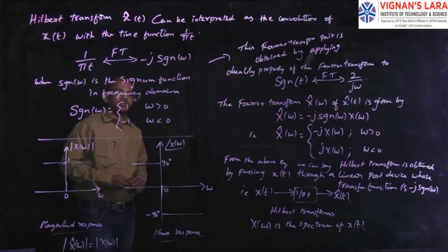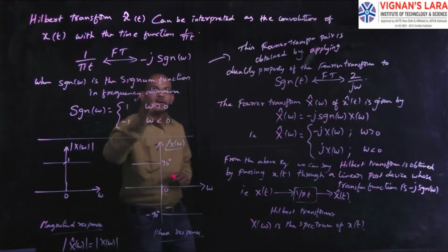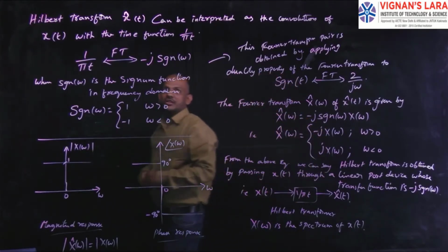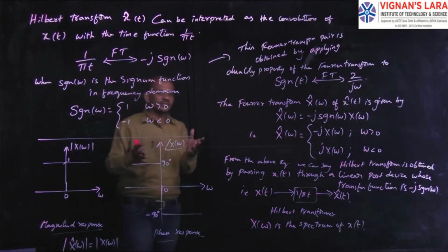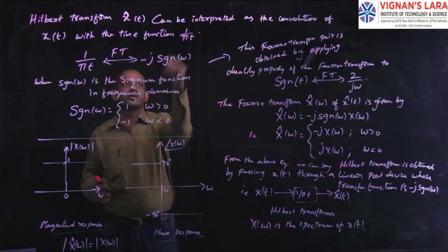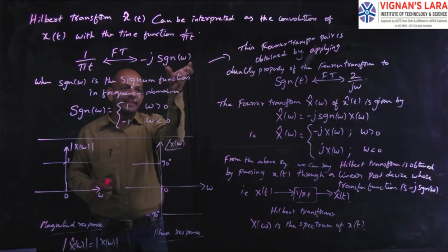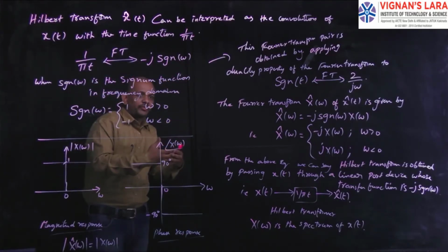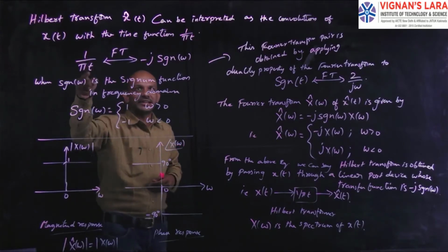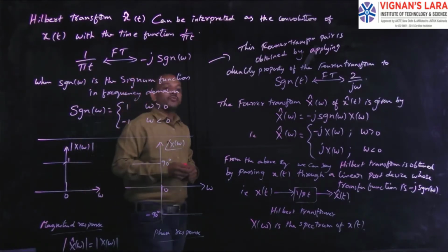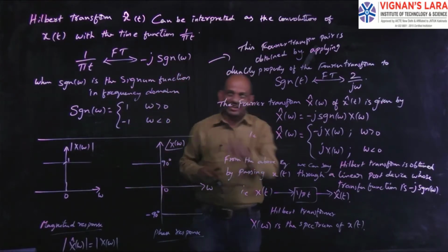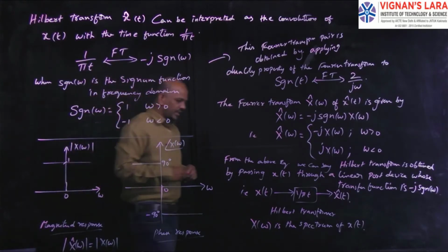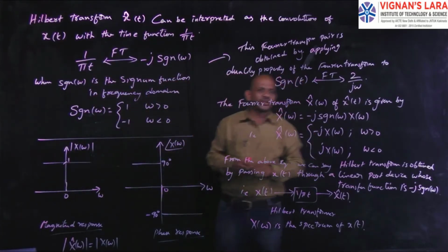We know the Hilbert transform x cap of t can be interpreted as the convolution of x of t with the time function 1 by pi t. Here 1 by pi t is the time function. For the time function 1 by pi t, if you want to find the Fourier transform, the Fourier transform of 1 by pi t is minus j sgn of omega. I will explain how we got this. Why we applied the Fourier transform here is because we know the convolution property of the Fourier transform.